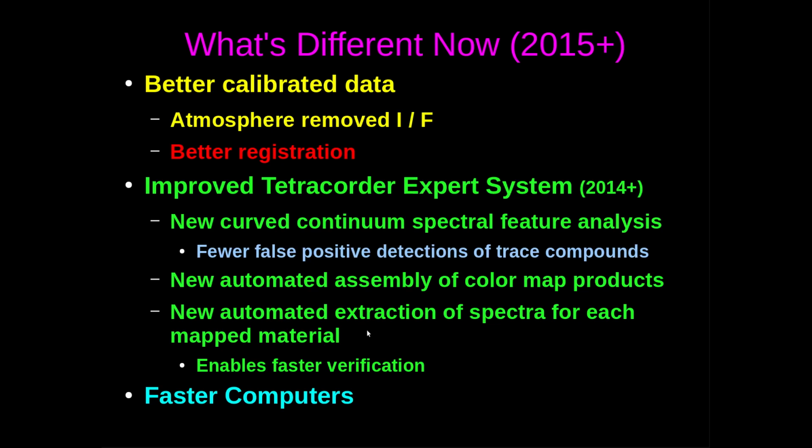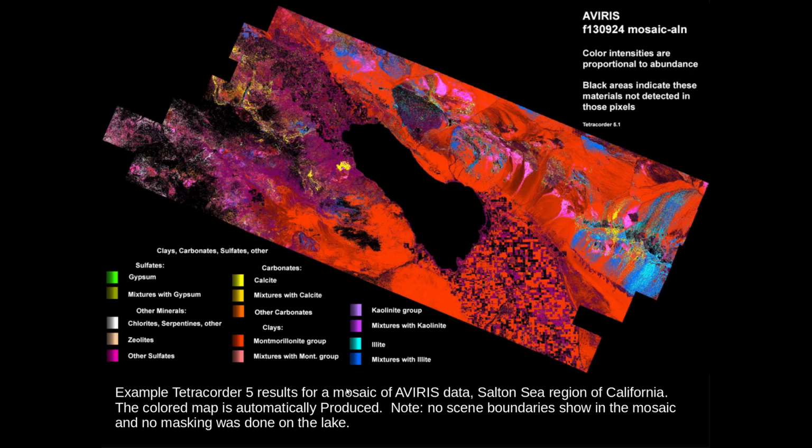We also have a new automated extraction of spectra for each map material. It enables verification, and when something unusual is found, you can see that in the spectra and see the average spectrum quickly rather than having to go hunt it down yourself. And of course, faster computers have helped.